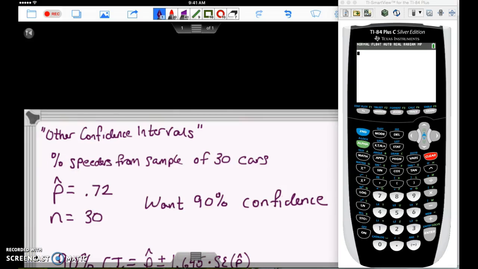Okay, class, let's take a look at another confidence interval example. This time we're going to go back to the speeding cars. Let's suppose we take a sample of about 30 cars, and of those 30 cars, 72% of them were speeding. And we want to find the 90% confidence interval.